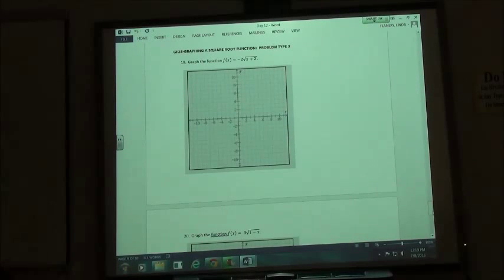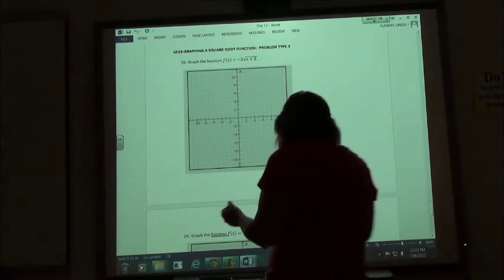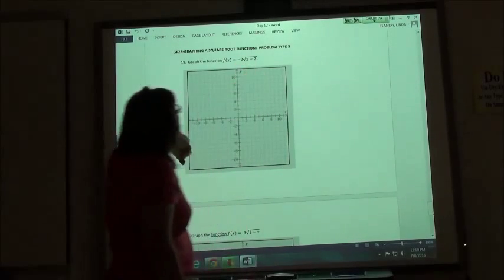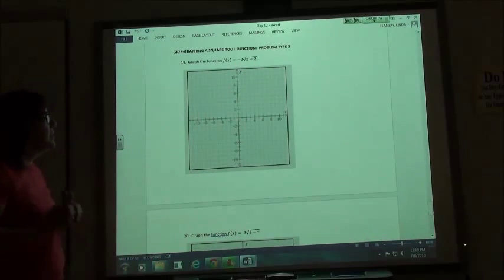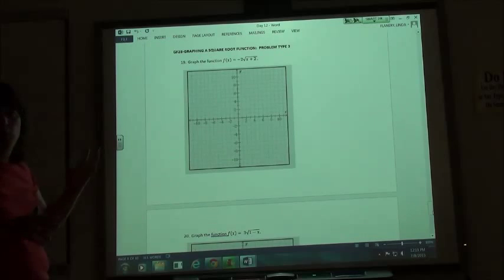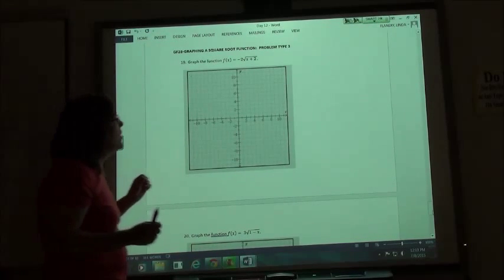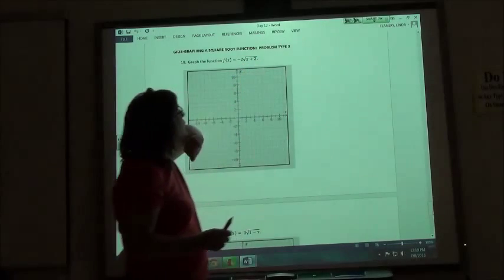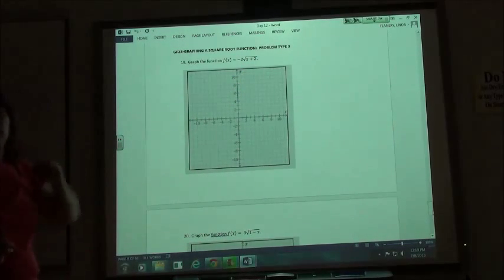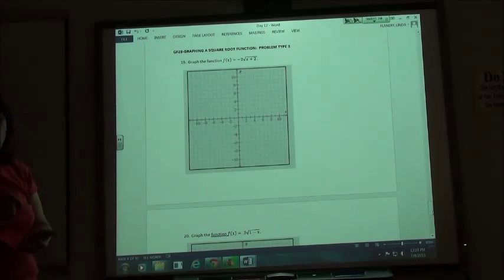19, 20, and 21 are graphing a square root function. Keep in mind that the part underneath the square root has to be greater than or equal to 0, so you're going to have a whole side of your graph where you don't have anything drawn on it. What you want to do is take the part under the square root and set it equal to the first 4 perfect squares, because it's going to want the end point and then 3 points after that.